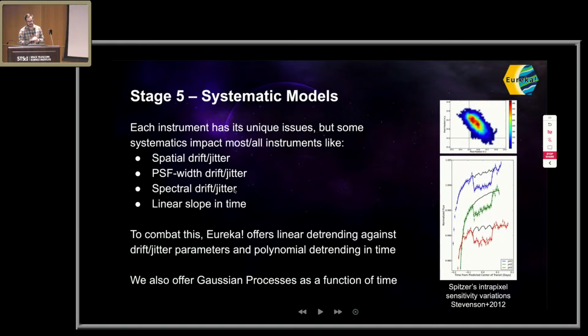But like I said, the pointing stability and PSF stability is really quite great, and so it seems primarily a linear impact. And for those really nasty data sets, we also allow GPs, Gaussian processes, as a function of time to do what you can to remove systematic noise.